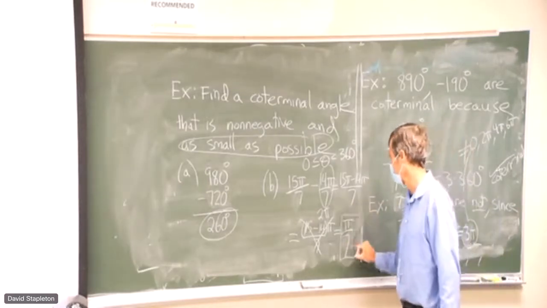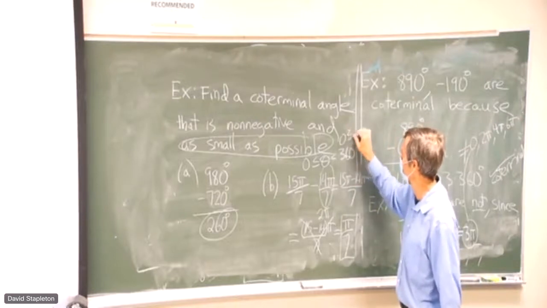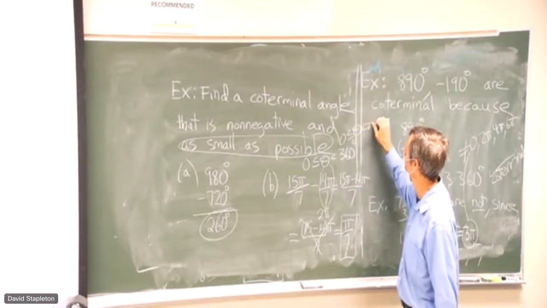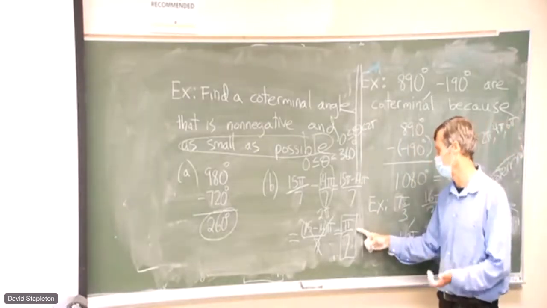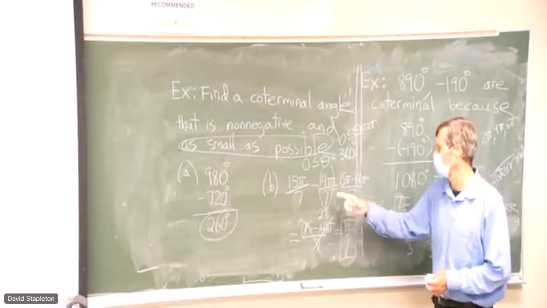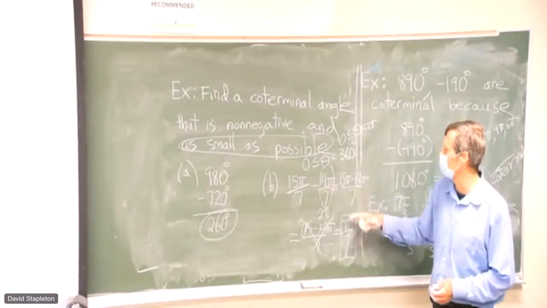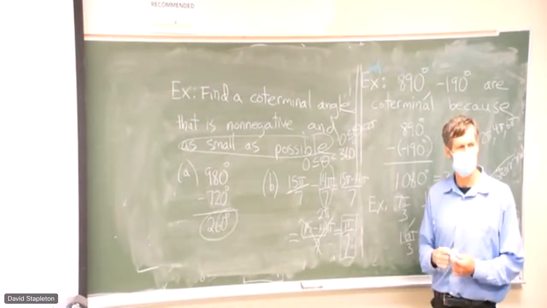This one is between 0 and 2 pi. So for radians, it's 0 less than or equal to angle less than 2 pi. And so this is the smallest non-negative angle that's coterminal with 15 pi over 7. I just subtract multiples of 2 pi until I get something between 0 and 2 pi. Do that for homework, all right?